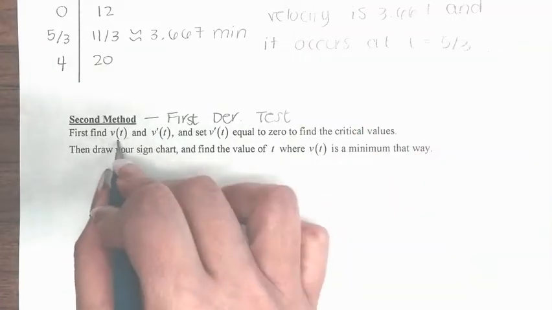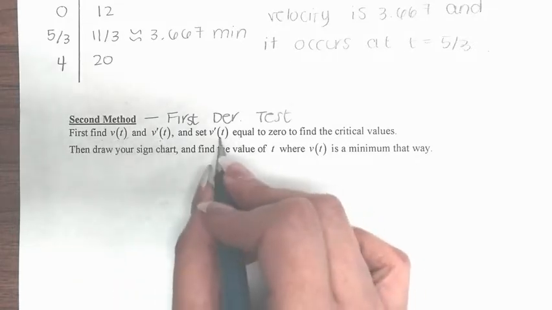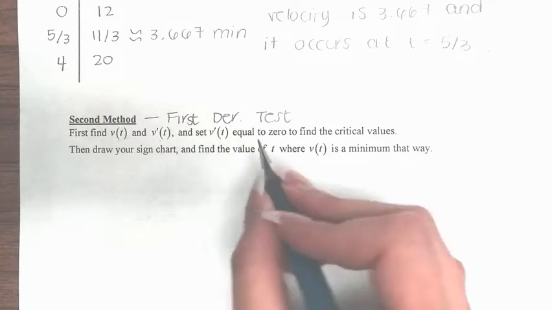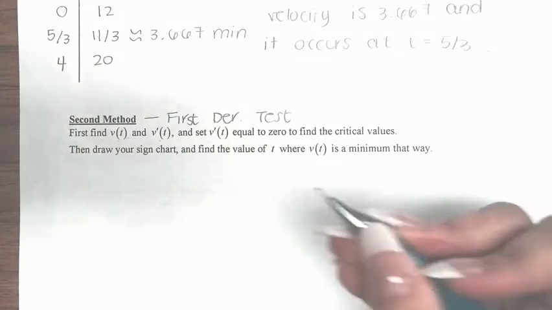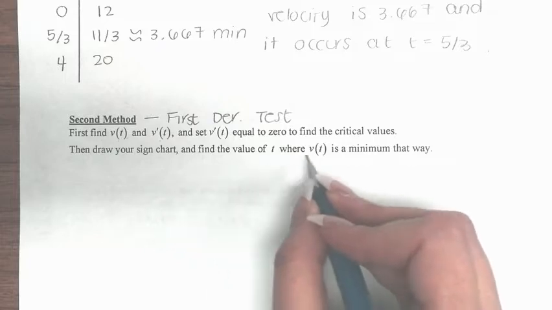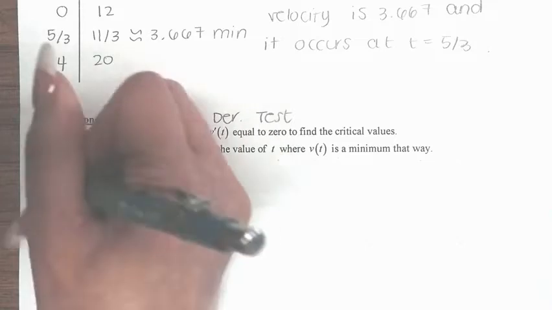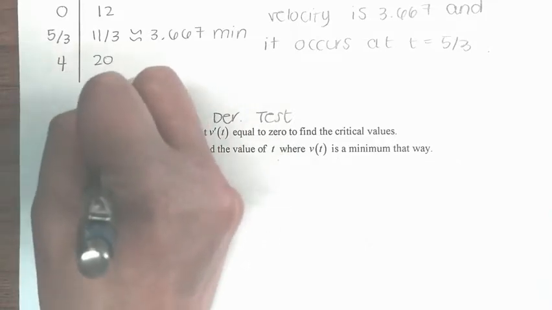You are going to find your equation of velocity. After that, you are going to find the derivative. You set your derivative equal to 0 and find the critical values, which should be the same. Then you do your sign chart and find the value of t where v of t is a minimum. So we have the v of t, which is going to be exactly the same as we had before.